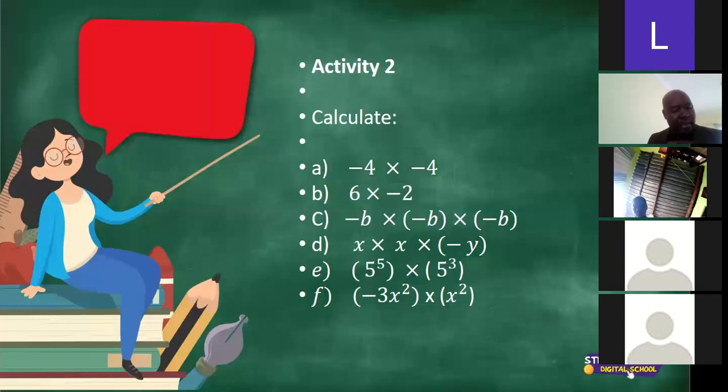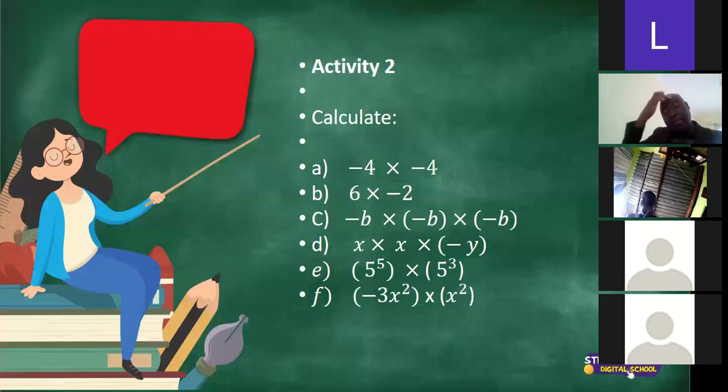Then the last one, which is F. You are now multiplying a negative expression with a positive expression. So negative times positive gives you negative. And of course, if you look at the other expression, it only has x squared, meaning that the coefficient there is 1. So 3 times 1 is 3.